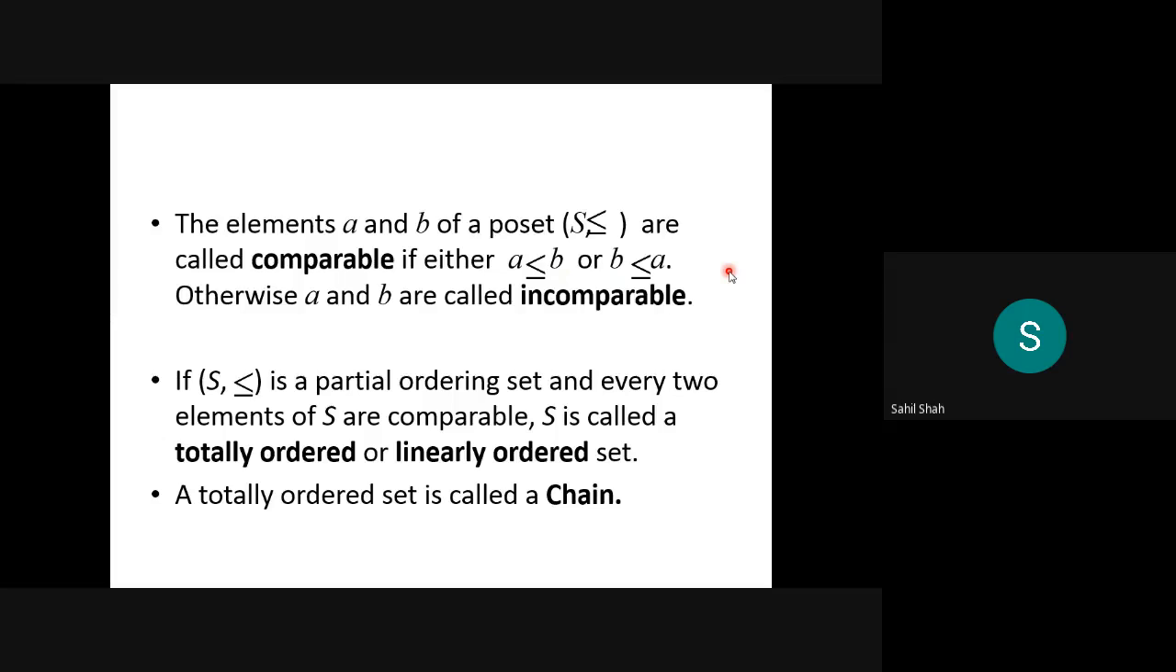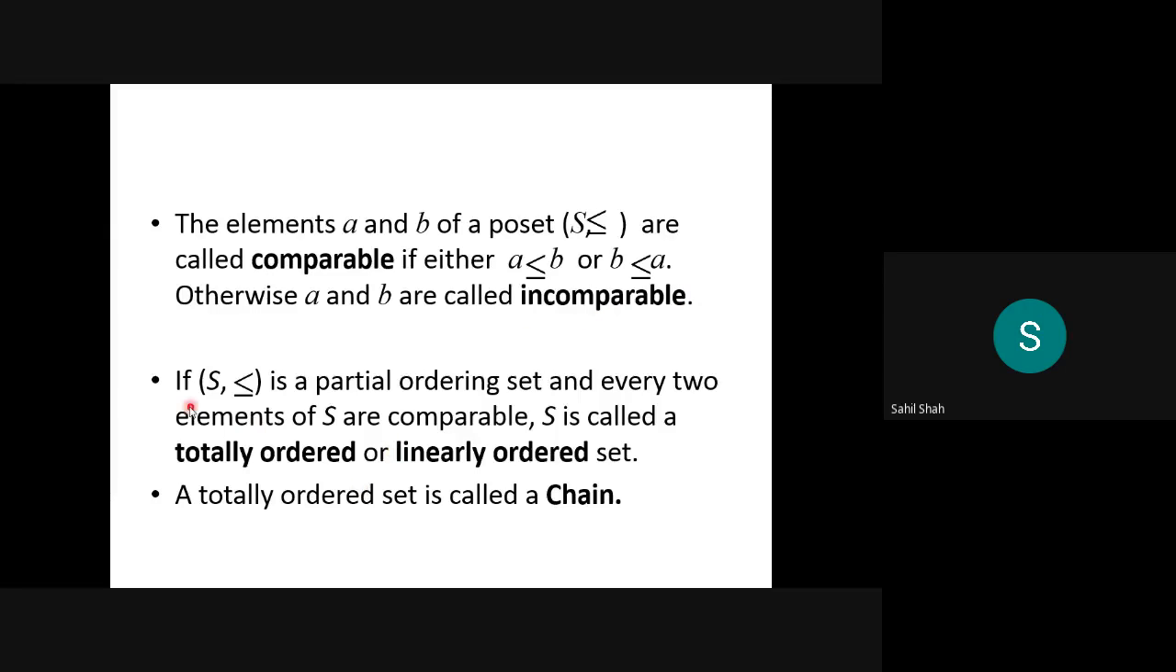Okay. There should be some hierarchy. Any two elements A and B should not be placed on the same level. There should be some sort of comparison, either lower level, higher level, or vice versa. If that is not the case, we will say that A and B are incomparable.